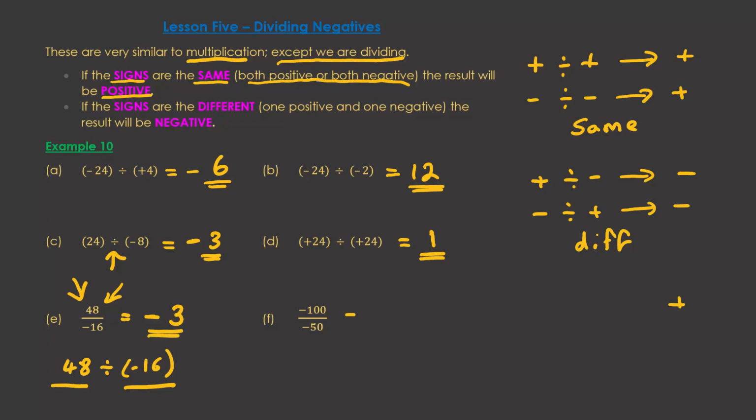And finally, we have a negative divided by a negative, so that's a positive. 100 divided by 50 is 2.